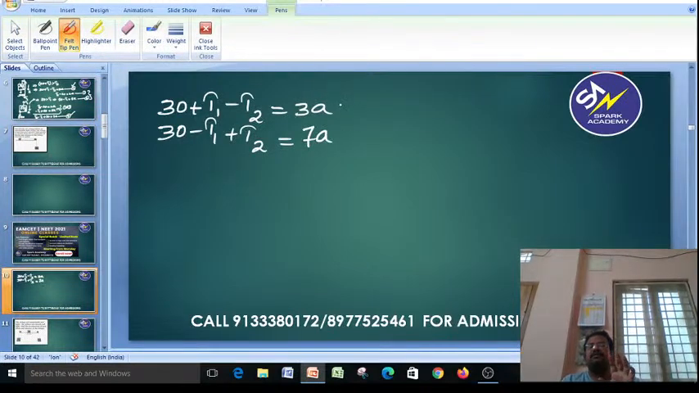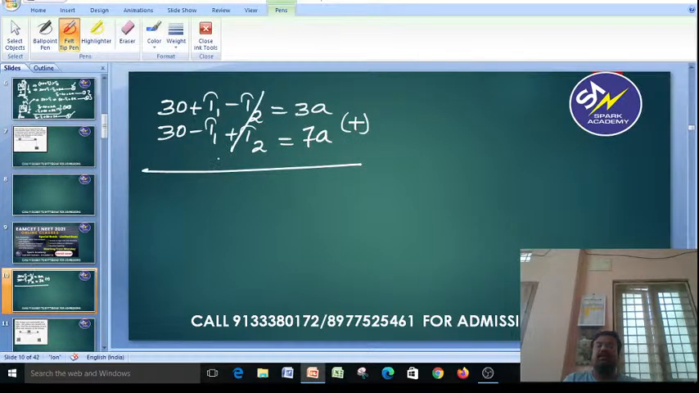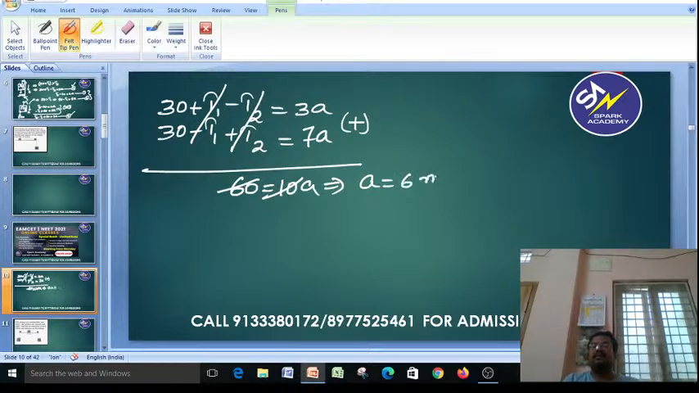Now this is the second equation and the other one is the fourth equation. Let us solve those two equations by adding them. Plus T2 minus T2 and plus T1 minus T1 will get cancelled. Then you will get 60 is equal to 10 into A, which means A is 6. The acceleration of each block in the system is 6 meter per second square.